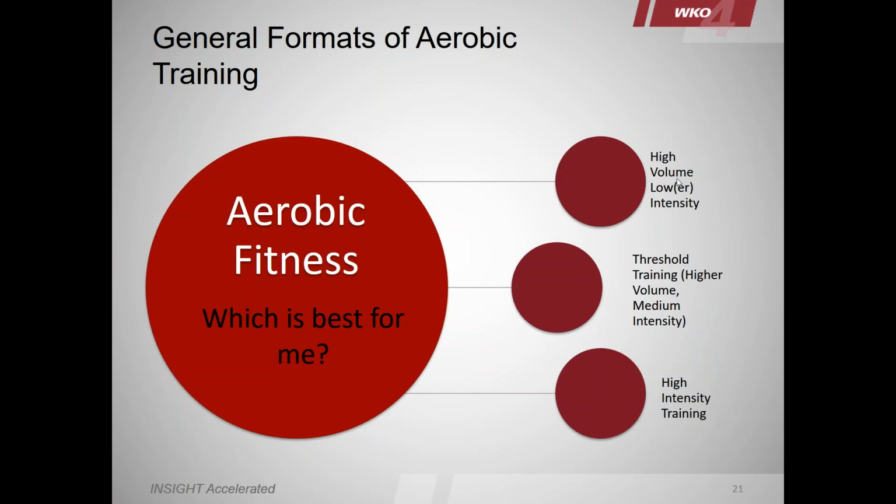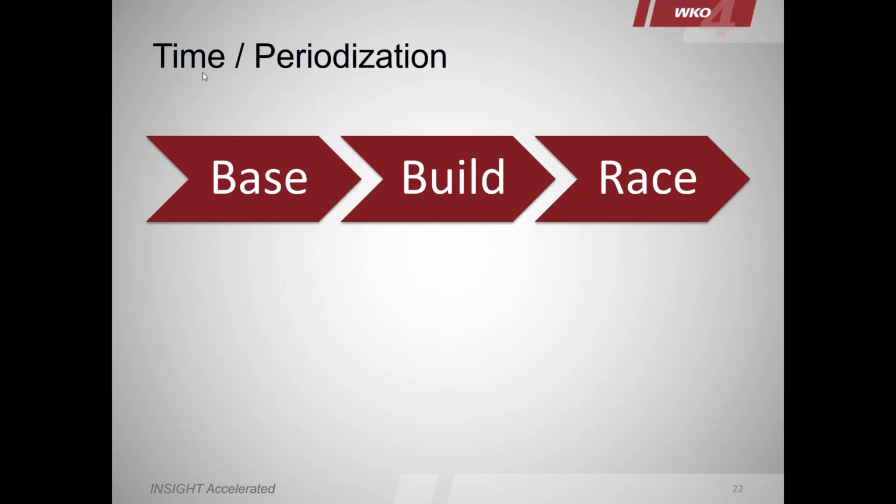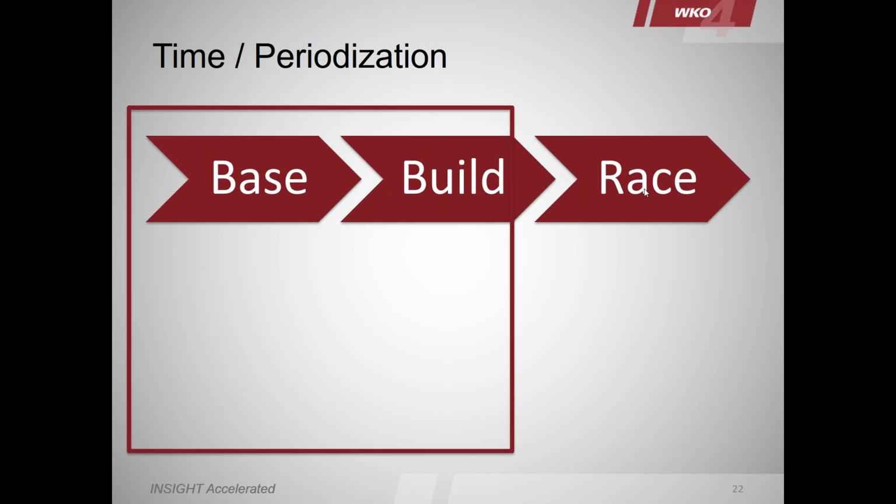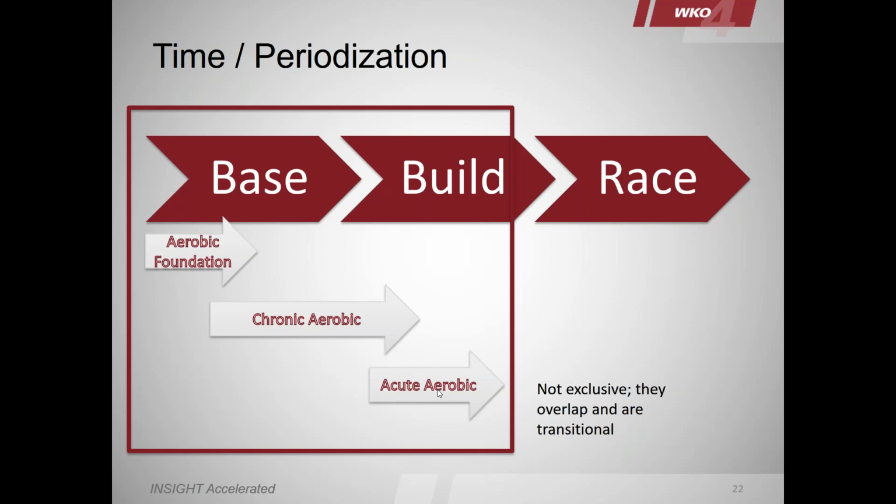So you have the idea of higher volume, lower intensity; threshold training, which is higher volume, medium intensity; and then high intensity training, all with the goal of building aerobic fitness. I call these chronic foundation, chronic, and acute. If you think about them over time and how they fit into a periodization, most of you know I just think about periodization as base, build, race. The chronic and acute happen here: chronic aerobic building and acute aerobic building.